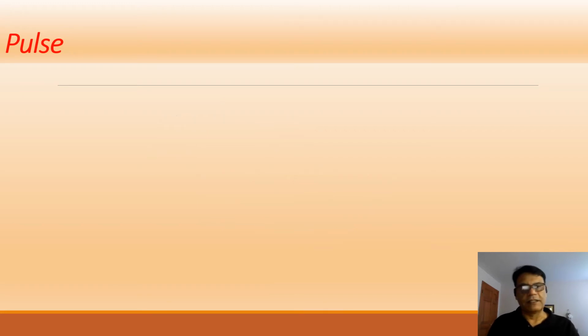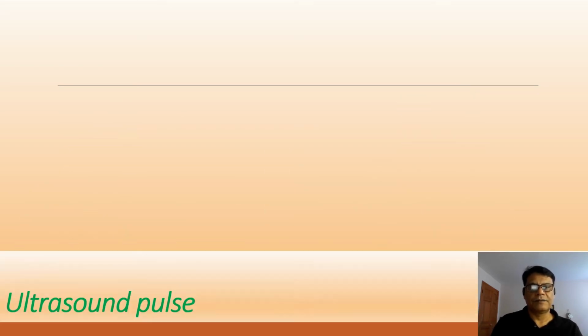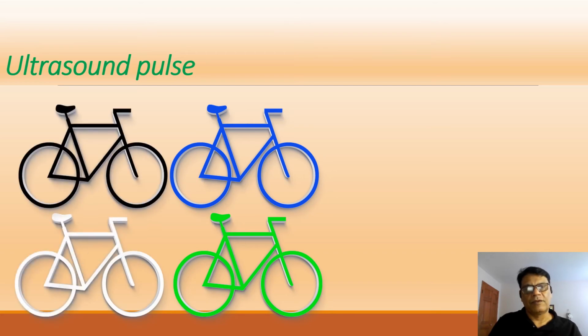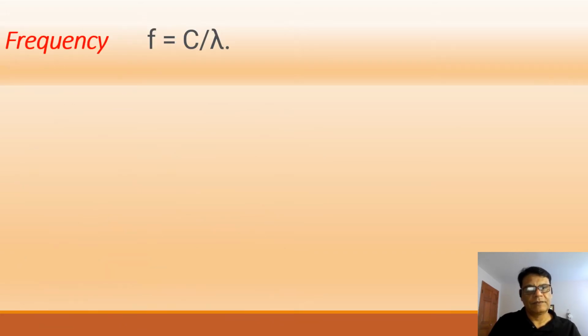Two or more cycles is called a pulse. Ultrasound pulses are a group of cycles. They are in groups of 2, groups of 3, or groups of 4. So these are the group of cycles.